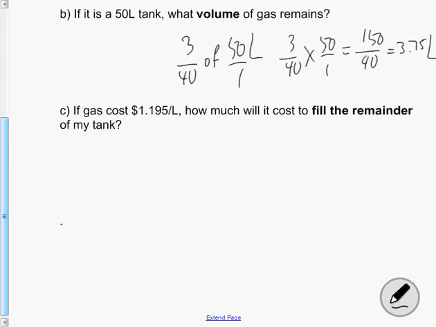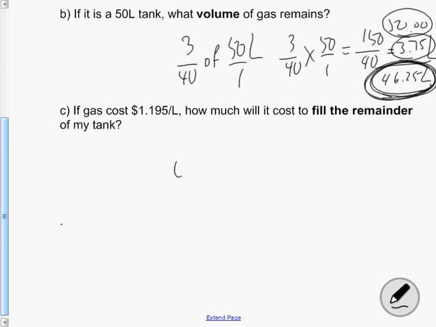Okay, so that means if it's a 50-liter tank, so 50 liters, take away the gas that's in there, I have 46.25 liters empty in my tank. If there are 3.75 liters, that means I don't have that much gas in my tank because it's a 50-liter tank, which means if I'm going to fill it up, I have to put this much gasoline into my tank. So 46.25 liters of empty tank multiplied by $1.19.5 per liter will be how much it's going to cost to fill up my tank.